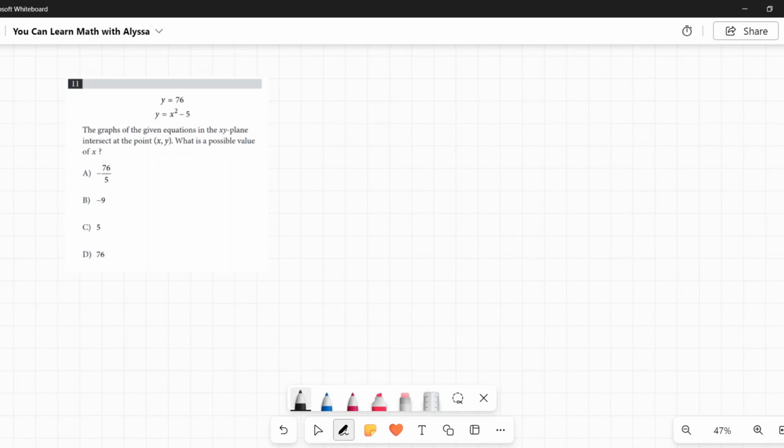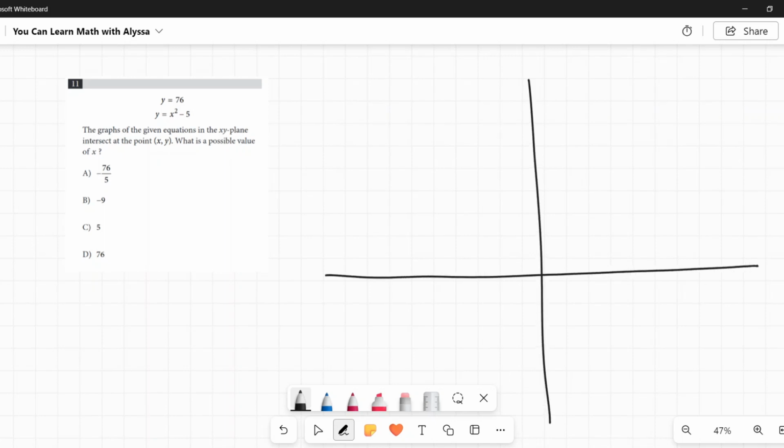Your mileage may vary, whichever is easier for you. Personally, I think mathematically is a little quicker, but there's nothing wrong with doing it in the graphing calculator. You have access to that on this test, so absolutely use that if you want to. If you put it in the graphing calculator, this is what you're going to get. And I'm not drawing this to scale. This is really zoomed out. You're going to get a horizontal line. That's going to be your y equals 76.